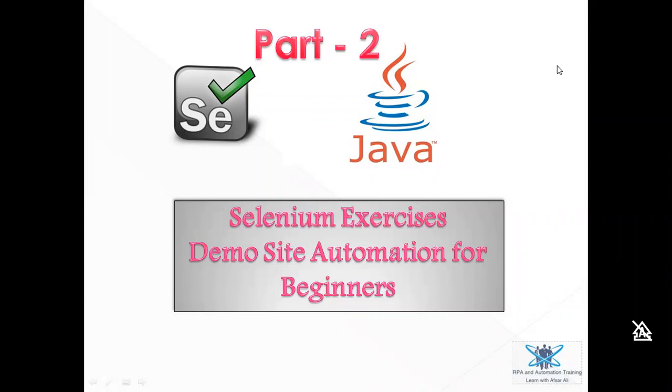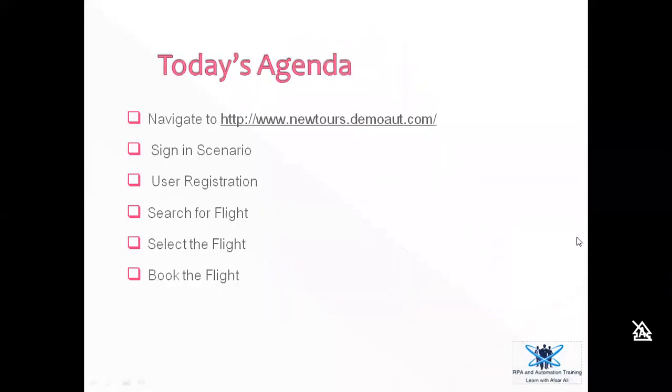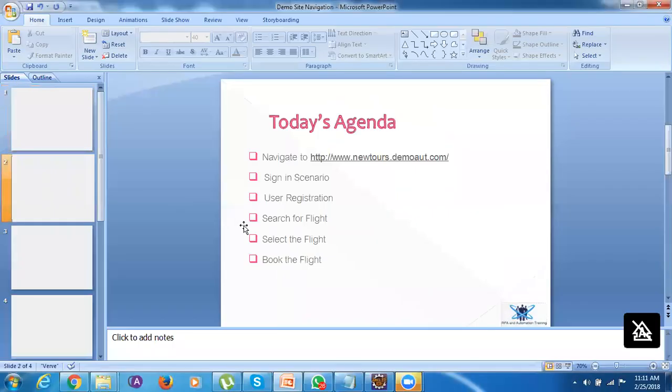This is a continuation of the previous video tutorial in which we have already covered the login part, and in this tutorial we'll be covering the next part, that is user registration. In the previous video, we navigated to this newtours.demoaut application, then we logged into the application. In this tutorial, we'll go ahead and create one new user. So let's get started.